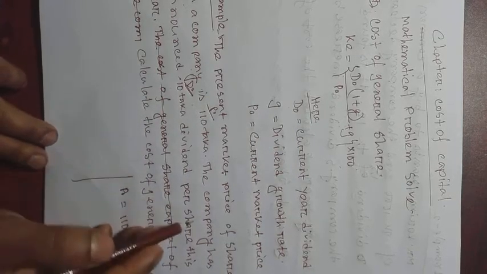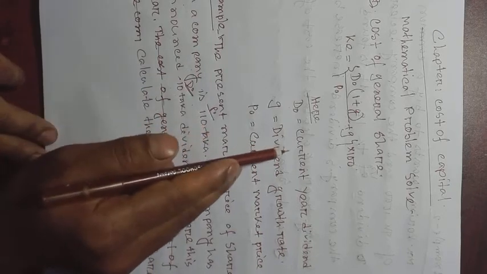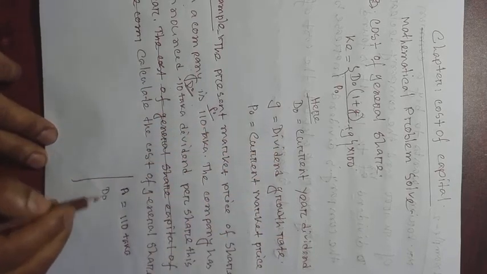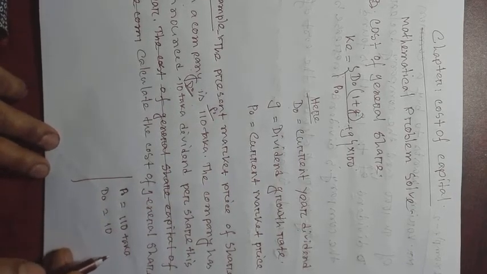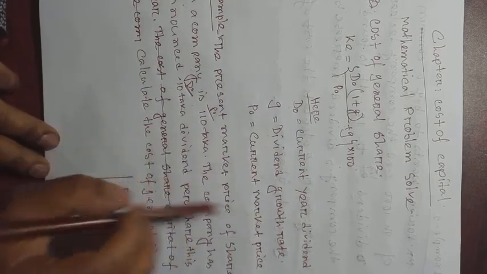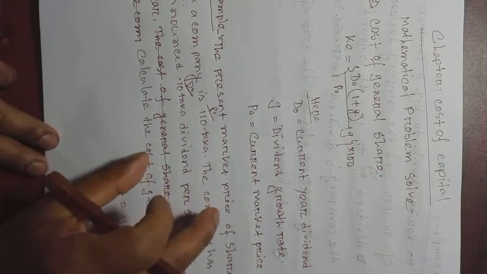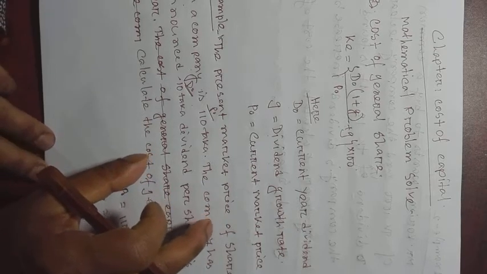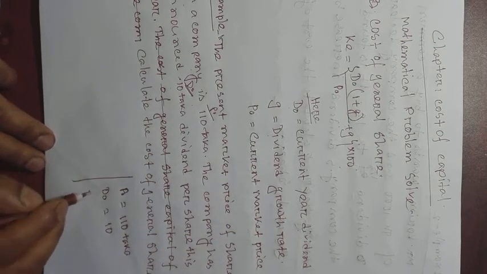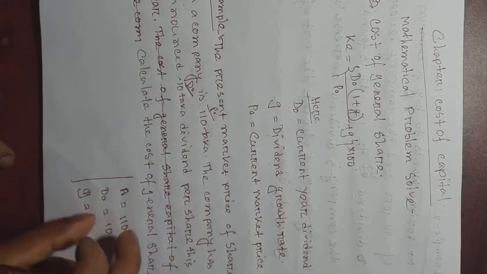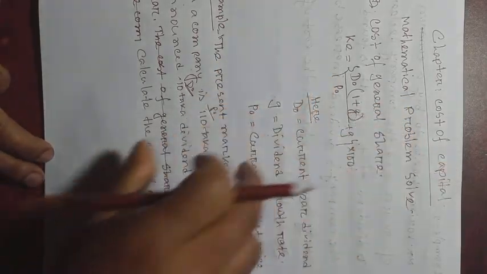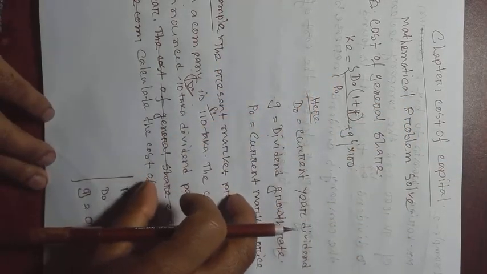Another most important topic is D0, I mean the current year dividend. Here the current year dividend is equal to 10 taka, and the dividend growth rate. From this example there is no dividend growth rate, so I let the dividend growth rate be 0. So dear students, I hope you will be able to understand all the elements from these examples. I find out now.